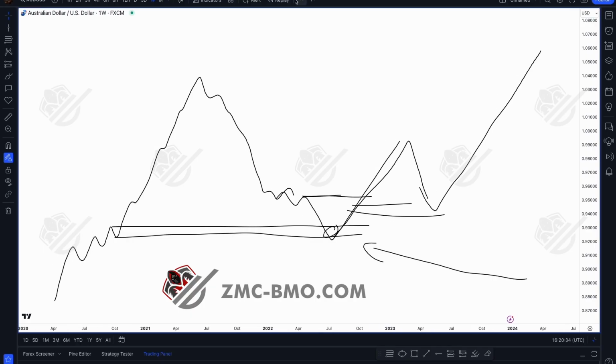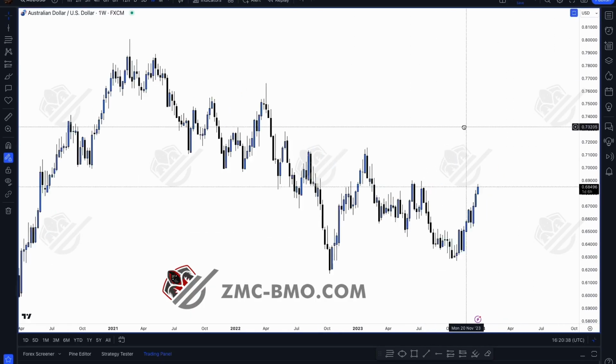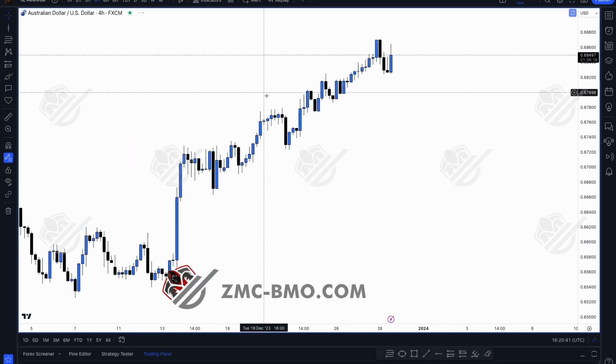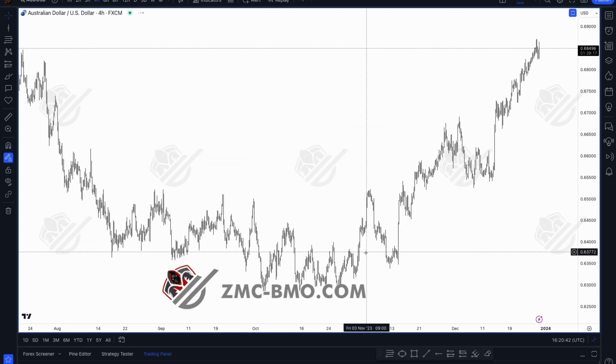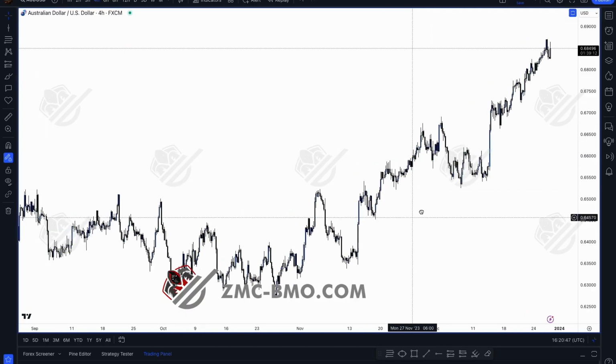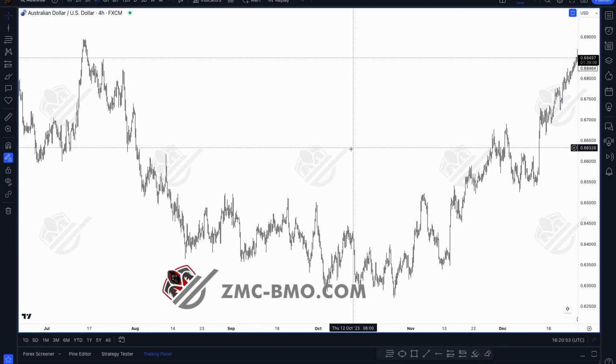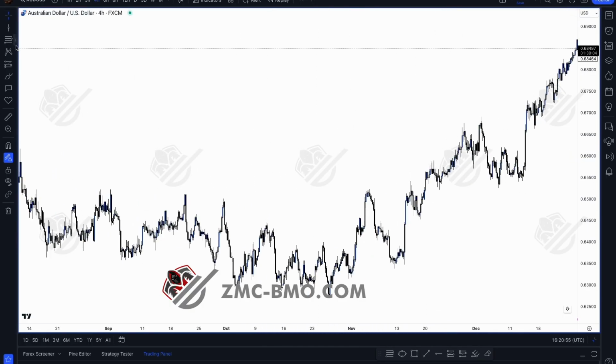So now that we know a framework from a chart perspective, let's have an application on chart. Obviously for us, we are long from these levels down here anyway. Obviously this is hindsight trading, so we're looking at what's already happened.